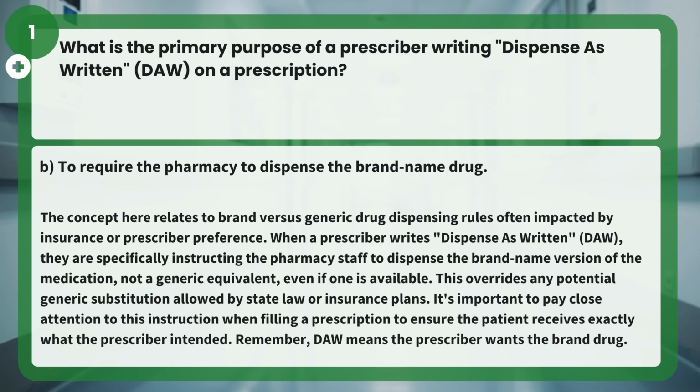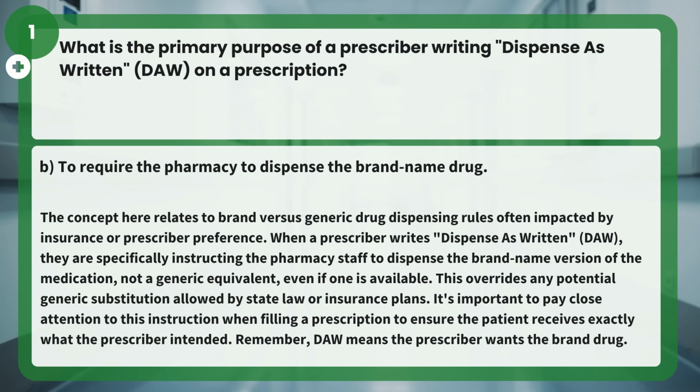Answer: B. To require the pharmacy to dispense the brand name drug. The concept here relates to brand versus generic drug dispensing rules often impacted by insurance or prescriber preference. When a prescriber writes dispense as written, DAW, they are specifically instructing the pharmacy staff to dispense the brand name version of the medication, not a generic equivalent, even if one is available.